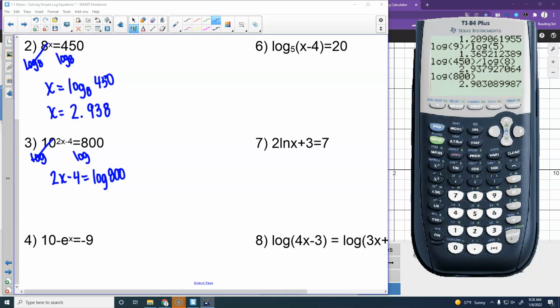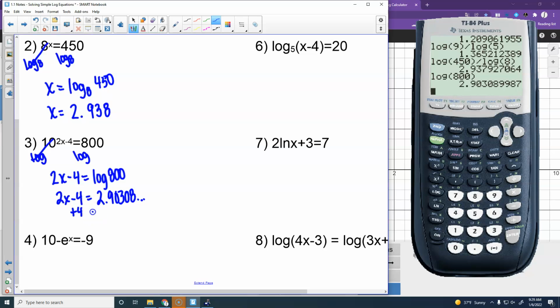Now, don't round here until you get completely finished with the problem. It's fine if you round what you're writing down, but keep that number in your calculator. Okay, Blaine, what would we do after that? We're trying to get that x by itself there.